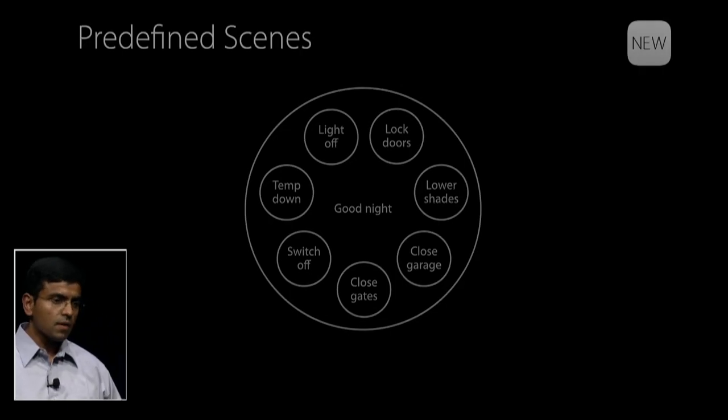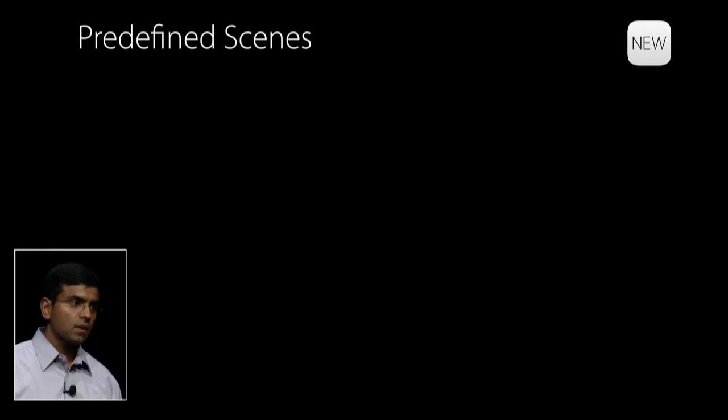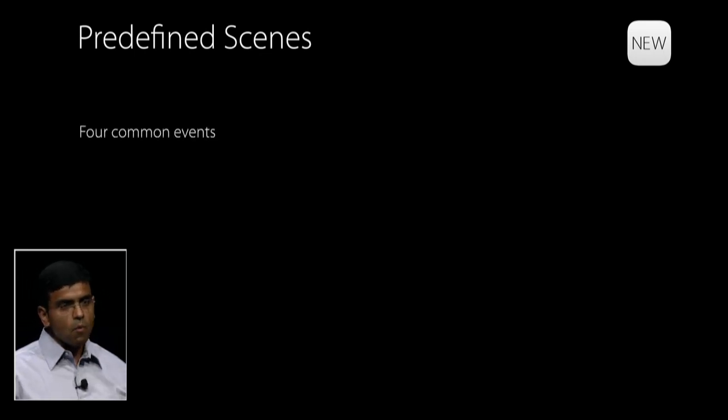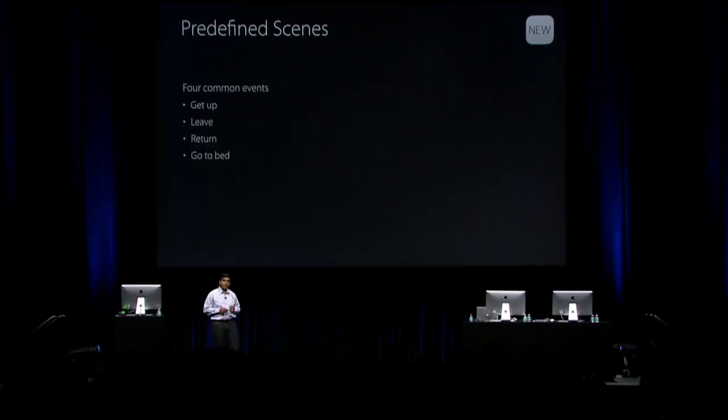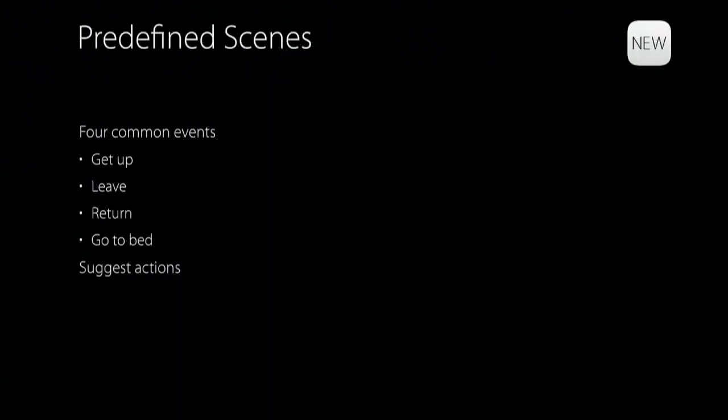To help this, we are introducing predefined scenes. There are 4 common events that most people experience every day. They're getting up, you leave home, you return home, and then you go to bed. Now that you know what these 4 predefined scenes mean, you can apply context to them. So in your app, you can actually make suggestions to let customers configure these 4 predefined scenes with meaningful actions. And to have a good experience for our customers, predefined scenes cannot be deleted from a home. Let's walk through the APIs.